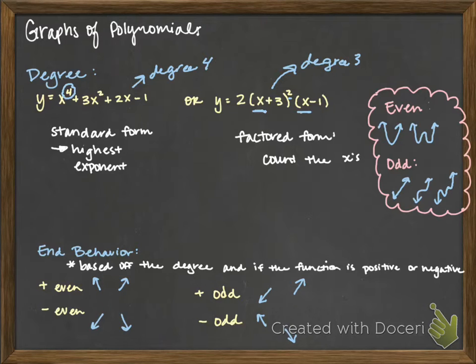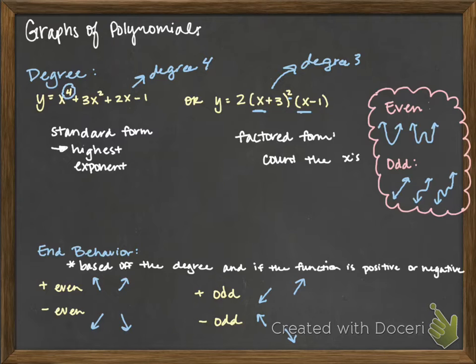So we can always tell if a polynomial from the graph is positive or negative by looking at what direction our graph is ending, going off to the right side. So if we look at the graph left to right, if it's positive, it will always go up to the right. If it's negative, it will always go down to the right side.